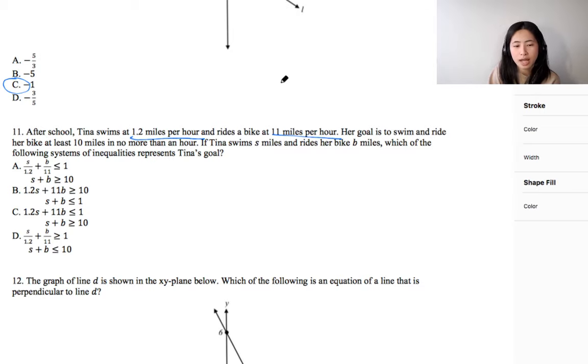Okay, great. So they're telling us it's 1.2 miles per hour and then you have 11 miles per hour, right? So that means when you set up your equation, you need to have your B and your S in your numerator, right? Okay, hold on. So they're saying that it's S miles and it's B miles, right? So S is basically your unit for swimming, which is in miles, right? And then you have B, which is your unit for biking, and this is in miles.